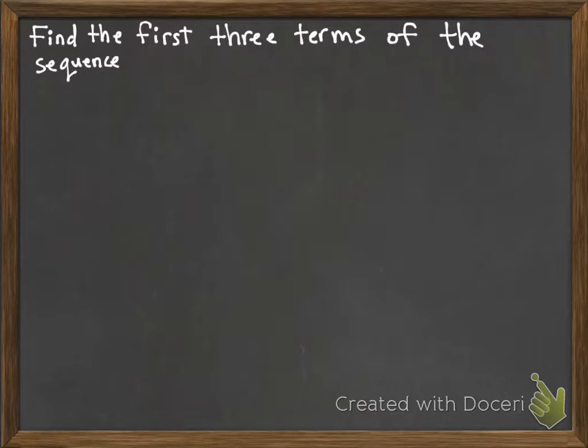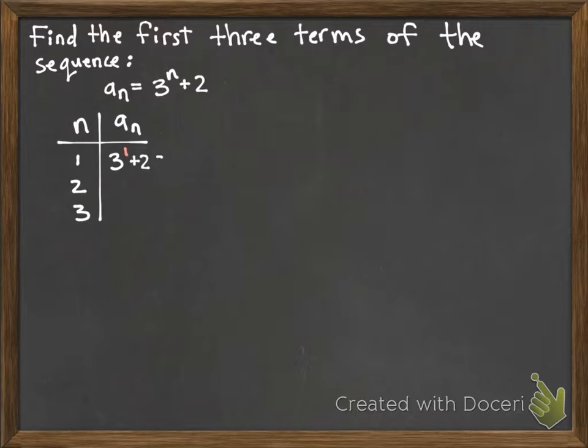In your homework, you're going to be asked to find the first 3 terms of a sequence when you're given the equation. So if we have a sub n is equal to 3 to the power of n plus 2, that means we're going to plug in 1, 2, and 3 for n so we can find the first, second, and third terms. We can make ourselves a table and then do our math.